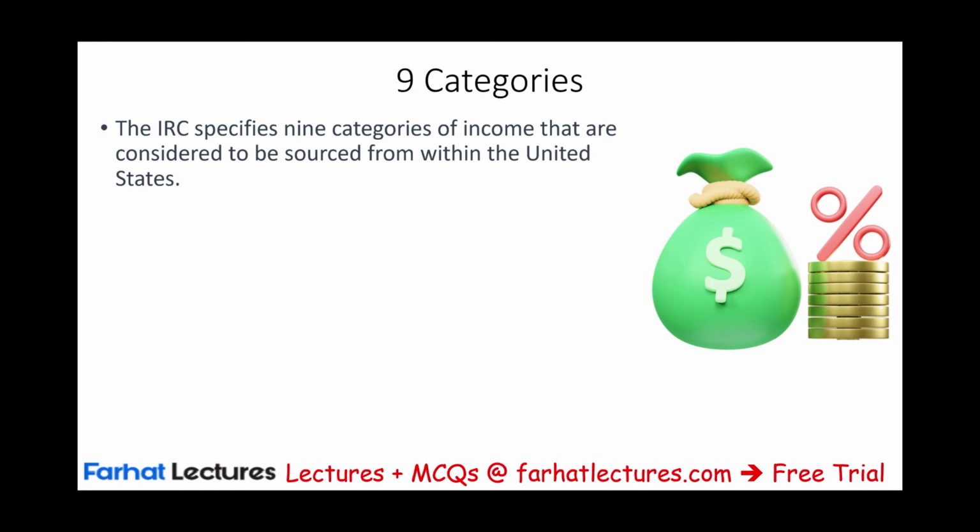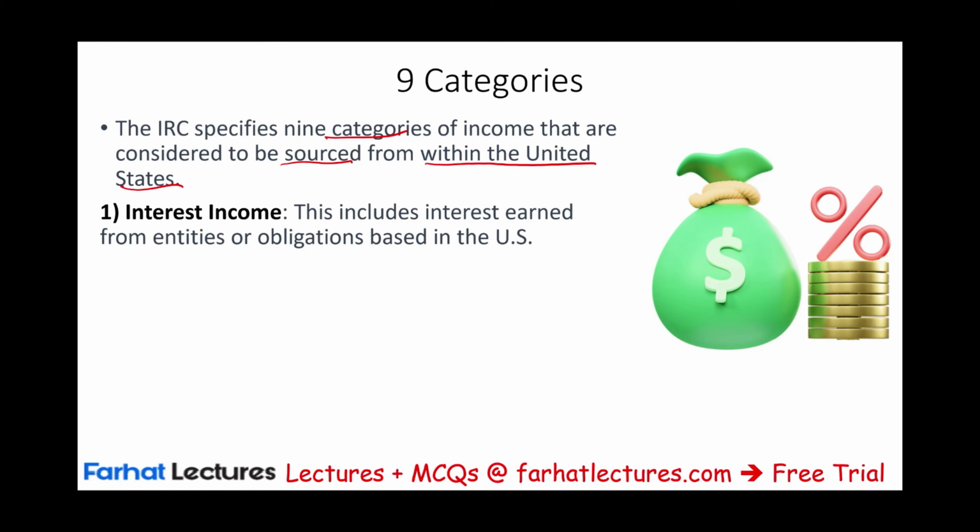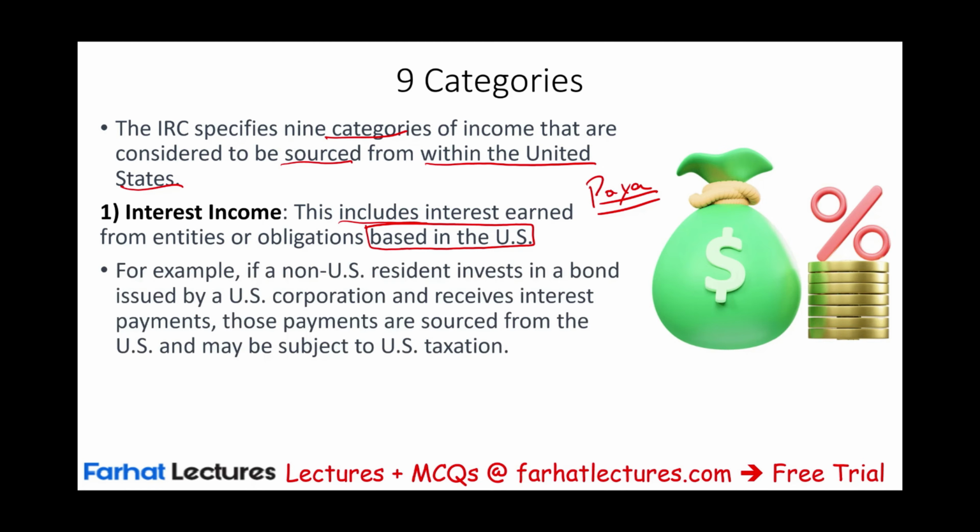So the IRS outlined 9 categories of income that are considered to be sourced from within the US. We're going to go over these 9 categories as usual, one by one. First one is interest. This includes interest earned from entities or obligations based in the US. So, if the payer is a US payer, it's US income. For example, if a non-resident alien invests in a bond issued by a US corporation and receives interest payments, those payments are sourced from the US and will be subject to US taxation.